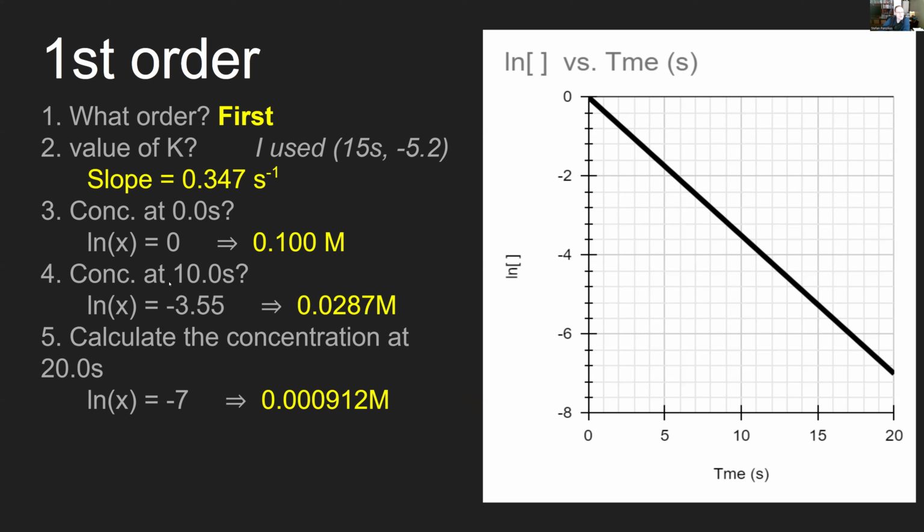When we take the concentration at 10 seconds, we look at the graph. It's about negative 3.55, perhaps. Some people might have had their number a little bit different, so your answer might be a little bit different than mine, but the value that I chose was this, and that's what I have for my answer. And then calculating the concentration at 20 seconds, same deal. I took the value at 20 seconds, looked to be about -7, which was just about halfway between -8 and -6, and then solved for it.